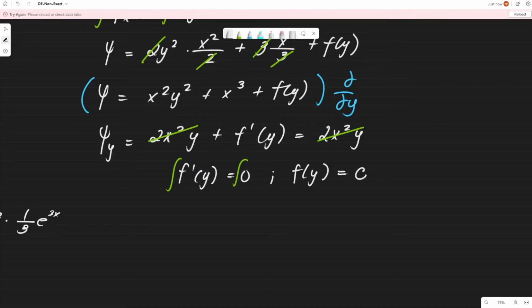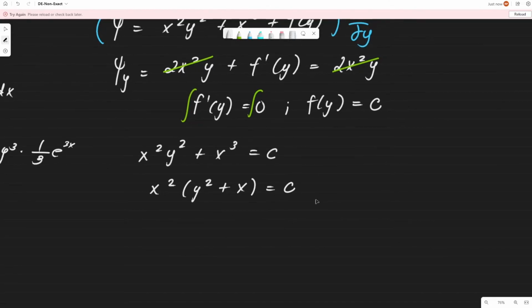So our general solution to this differential equation is simply x squared y squared plus x cubed is equal to c. Or simply x squared times y squared plus x is equal to c. That's how it is. So this is our solution.